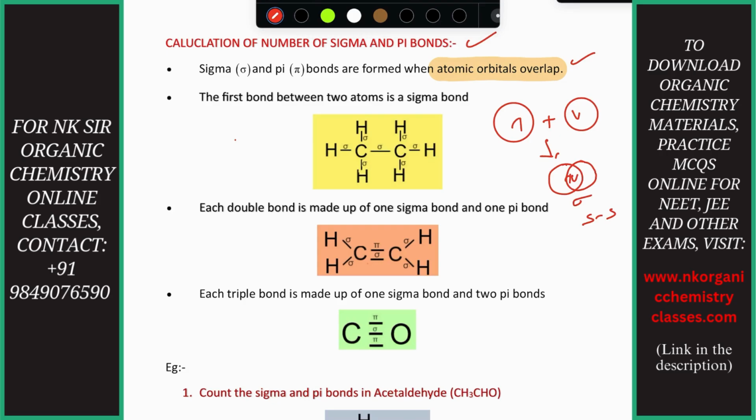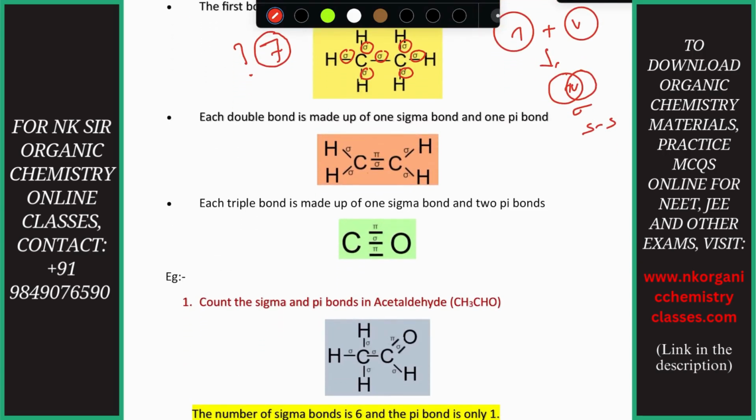Now, let us try to understand the counting of the number of sigma bonds and pi bonds. Can you tell me in this compound how many sigma bonds are there? Let us try to count them. 1, 2, 3, 4, 5, 6, 7. Yes, guys, you are right. In this compound, 7 sigma bonds are there. Now let us take one more example here.